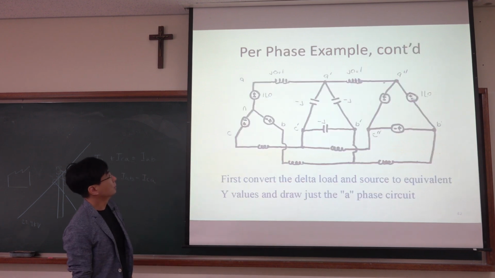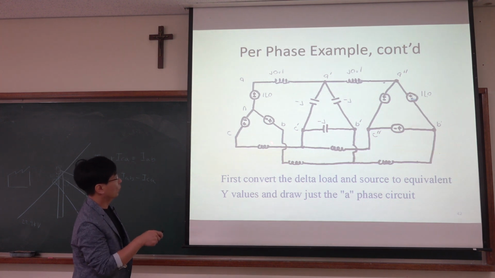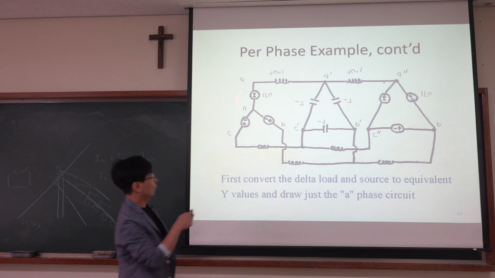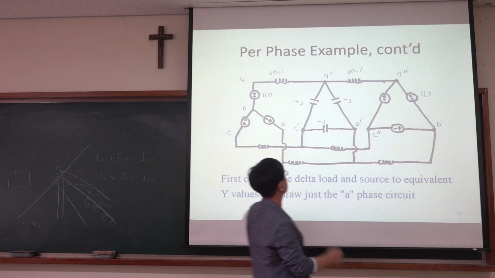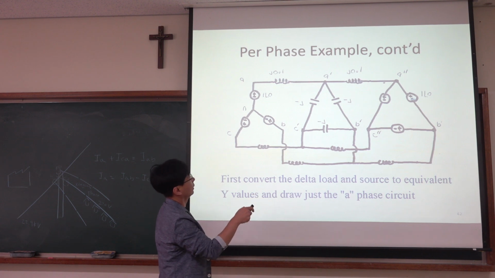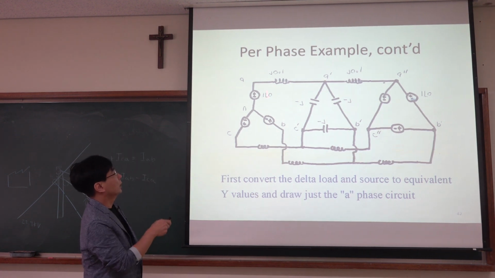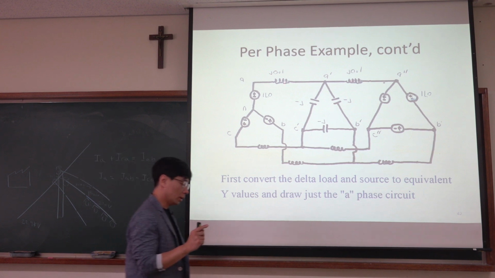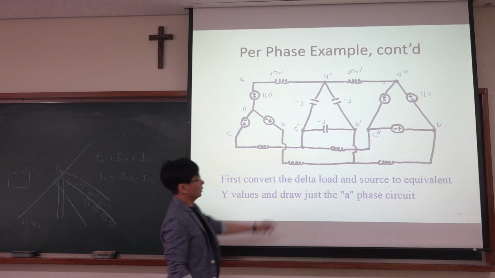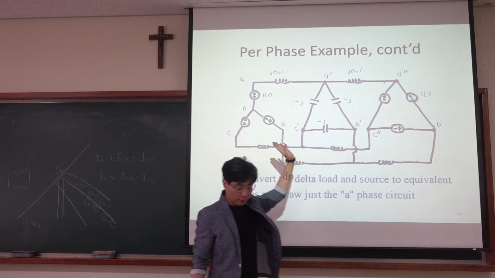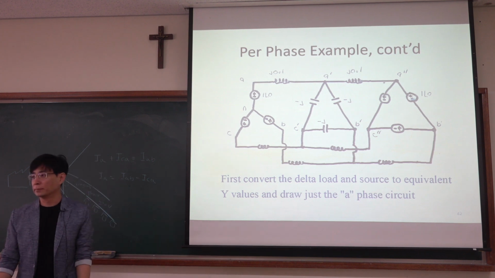So this is the problem. We have one generator, the other generator, a Y connection and a delta connection. So there is a transmission line here and another transmission line here. They have the same J 0.1 ohm impedance, and this is our load. Actually, this is a purely capacitive load. So how can we analyze this system?